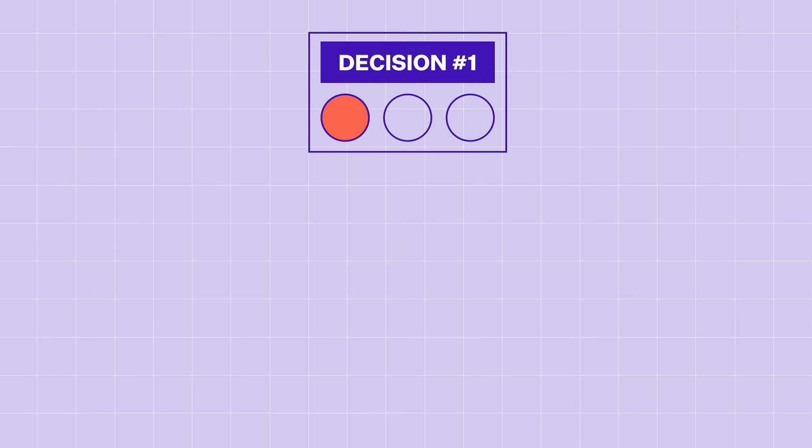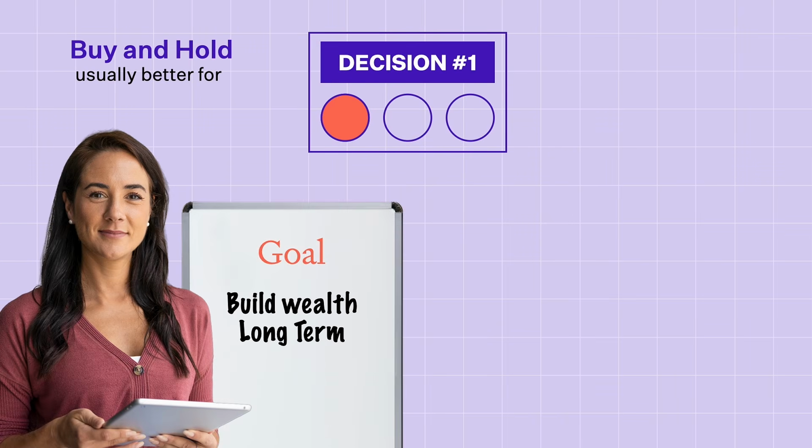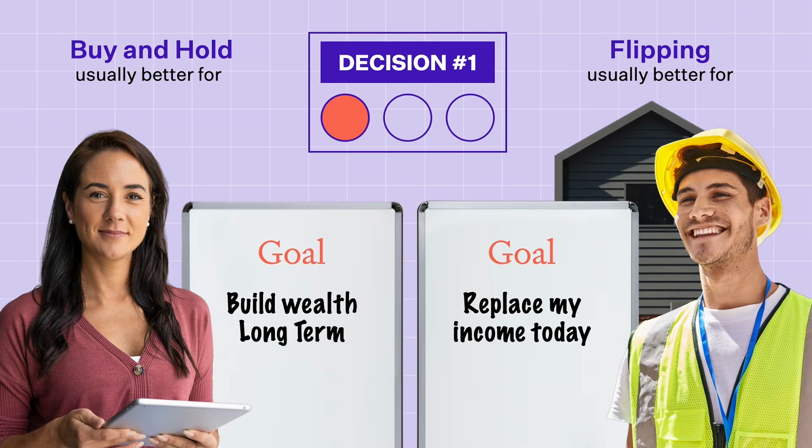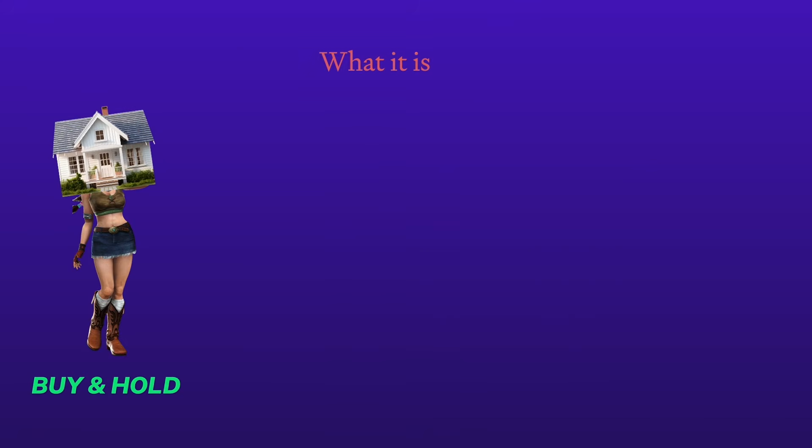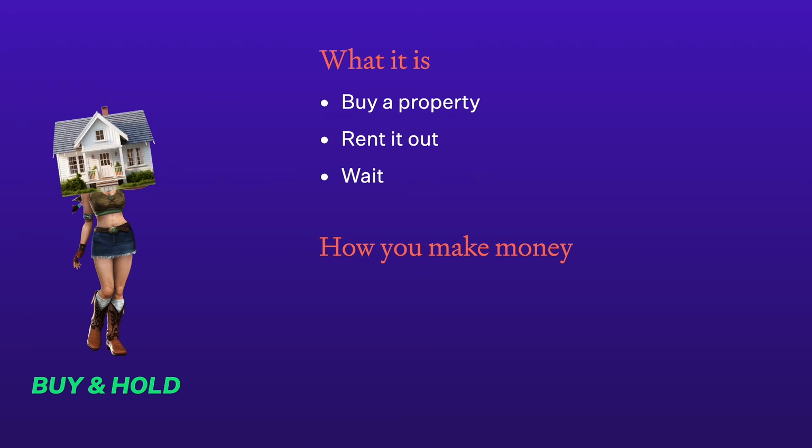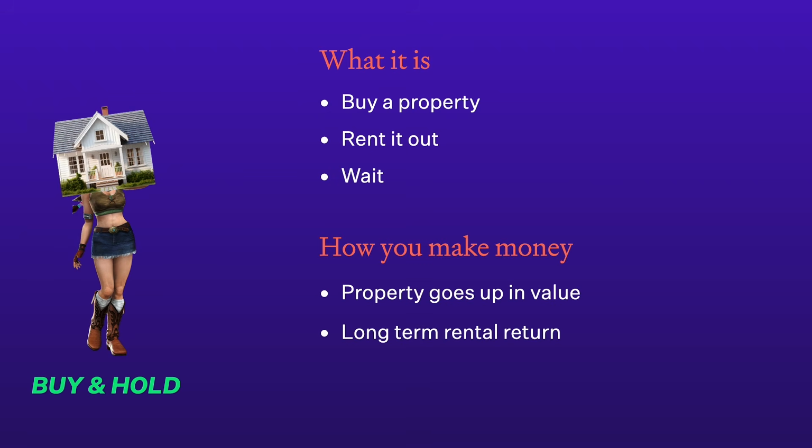And the first is your strategy. Are you going to buy and hold for the long term, or are you going to flip properties? Now, with the buy and hold, you buy a property, you rent it out, you wait for the market to naturally go up over time, and this is about building wealth over the long term.